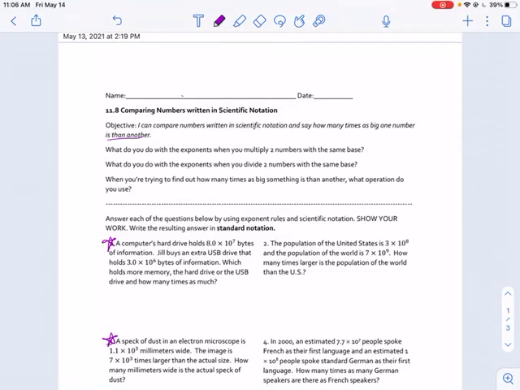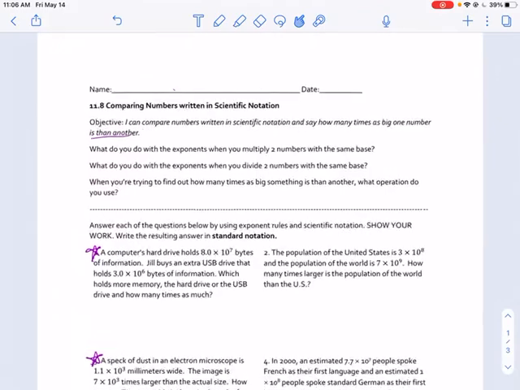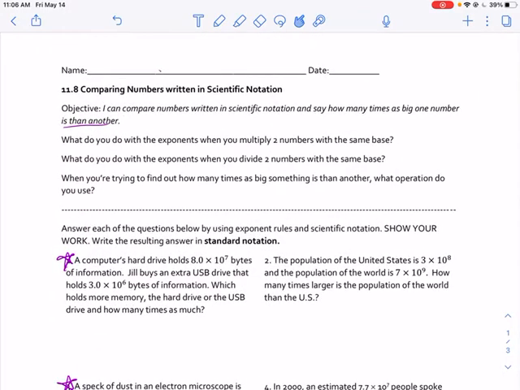Today, we are going to learn how to compare numbers that are written in scientific notation. This can be especially useful when reading science articles or looking at numbers that are way bigger than we're used to dealing with. One of the things that is important for this standard is that we're going to tell how many times as big one number is than another.